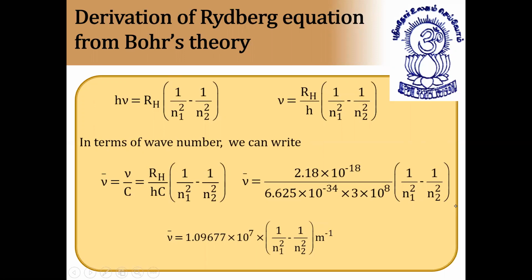And E is equal to h nu, so RH into 1 by n1 square minus 1 by n2 square, and nu is equal to RH by h, where h is Planck's constant. In terms of wave number, nu bar is equal to nu by c. So RH by hc into 1 by n1 square minus 1 by n2 square. By substituting these values, we finally got Rydberg's constant value RH into 1 by n1 square minus 1 by n2 square meter inverse, and the Rydberg's constant value R is equal to 1.09677 into 10 to the power of 7 meter inverse.